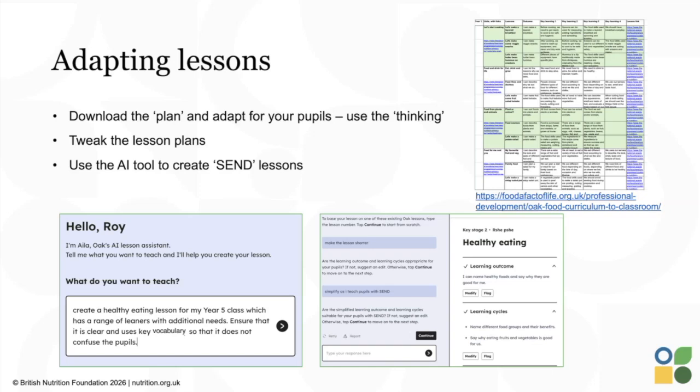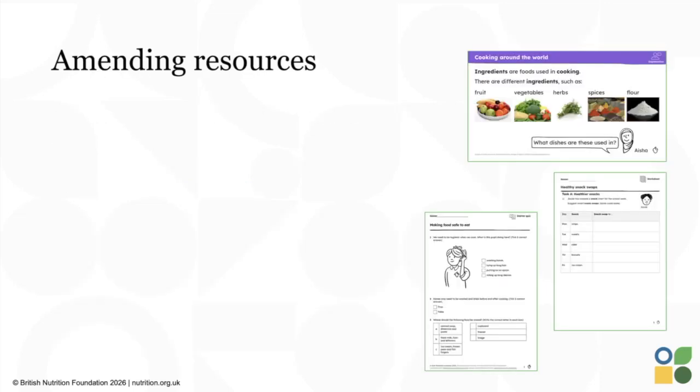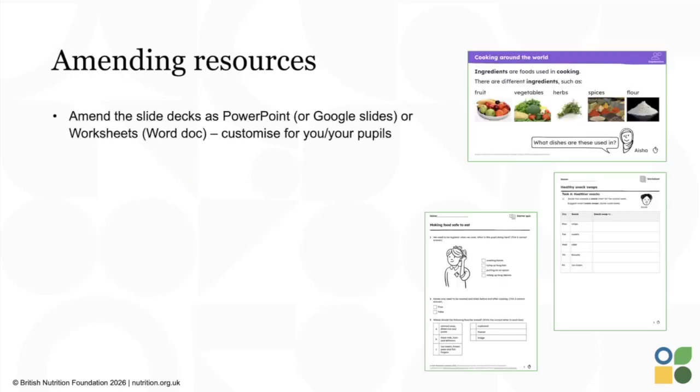So if you haven't used that yet, I would have a look on the Oak National Academy website. It's a great way to start thinking about your lesson planning, as well as get some great resources, which you can tweak and make really bespoke for your classroom. When you're amending resources, of course, you've got lots of choice to go through. And as Sam mentioned, a lot of the heavy lifting's been done by Oak already, based on that evidence base.